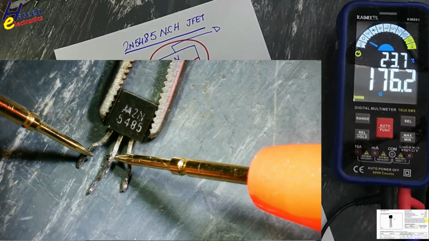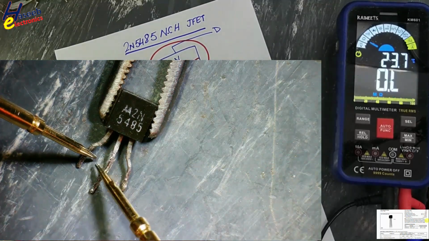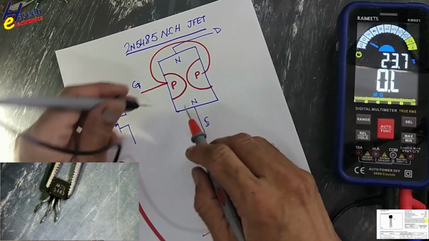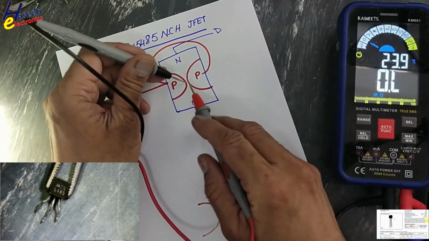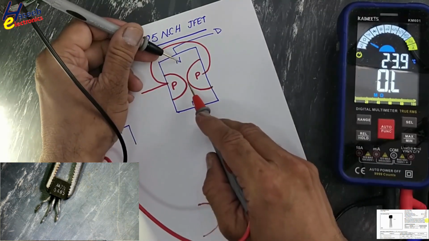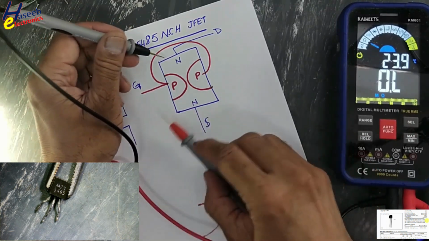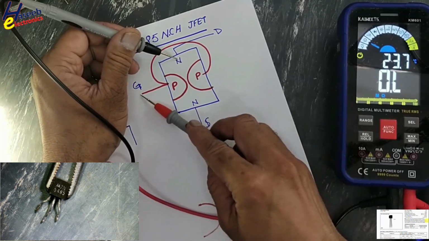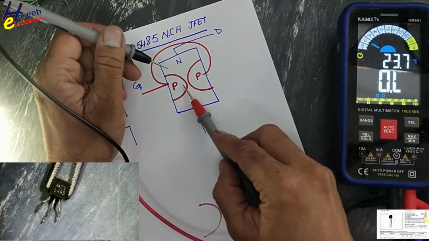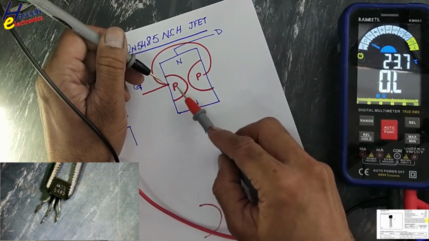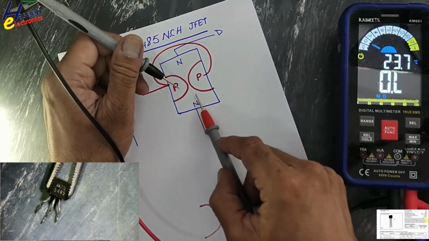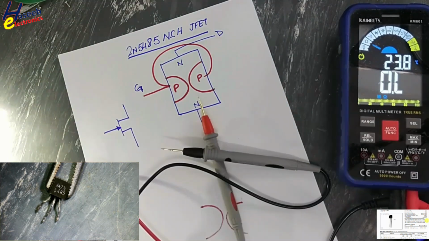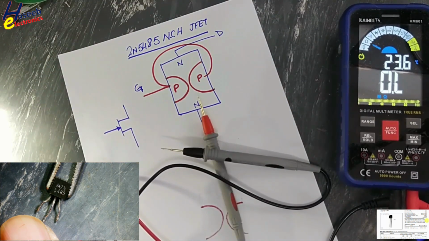In this way, low reading, high reading. When gate is open, this channel is closed, internal path is narrowed down. That time we will find high resistance. When we combine both leads together, this junction will collapse, current will flow. That time this resistance will drop. We will find drain to source current. This FET is giving good reading.